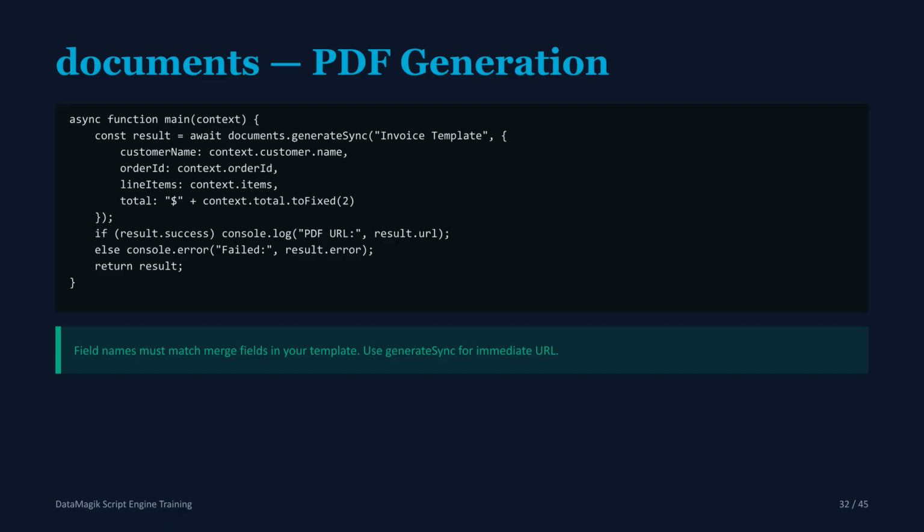The Documents API generates PDFs from saved templates using provided data. The example shows generating an invoice using data from the context. Use generateSync to get the URL immediately. Ensure the field names in your script match the merge fields in your document template.